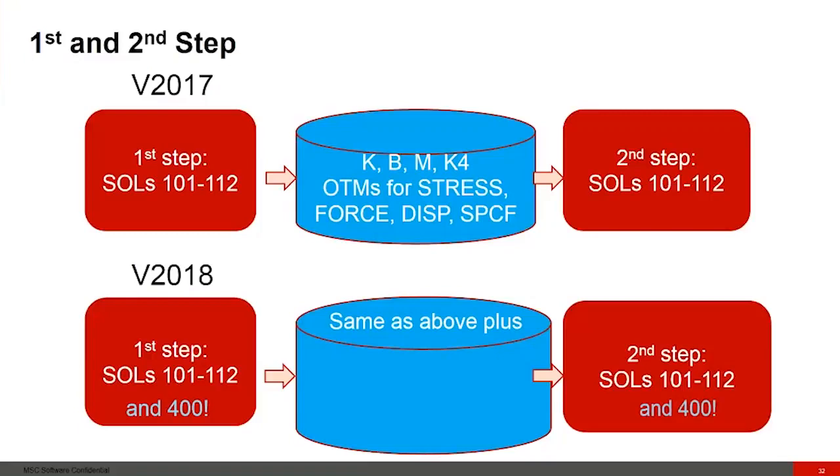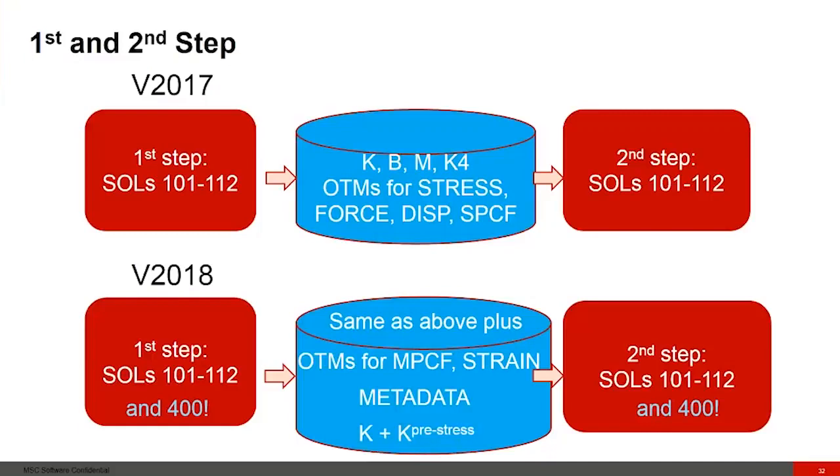We have also extended the capability to be included in Solution 400. You can do a two-step method, where in the first step, you create the super elements and generate them, and then in the second, you do the assembly, and then you do the data recovery. We have also added more items for the OTMs, where it supports the pre-stress stiffness and in the data recovery, and also the metadata.